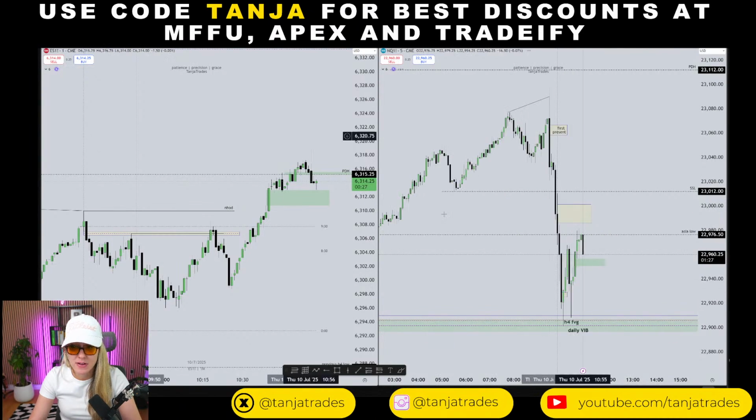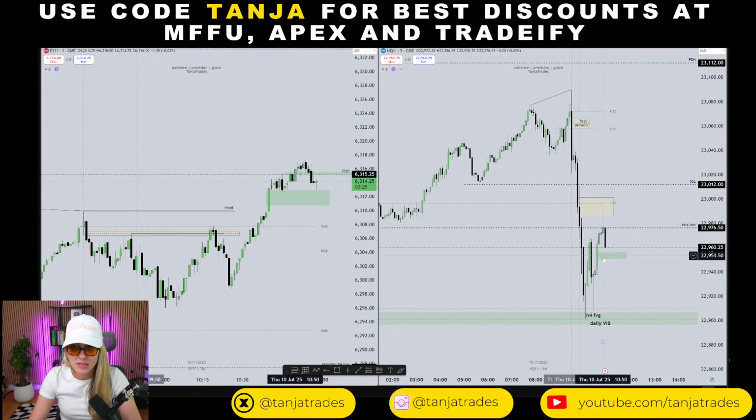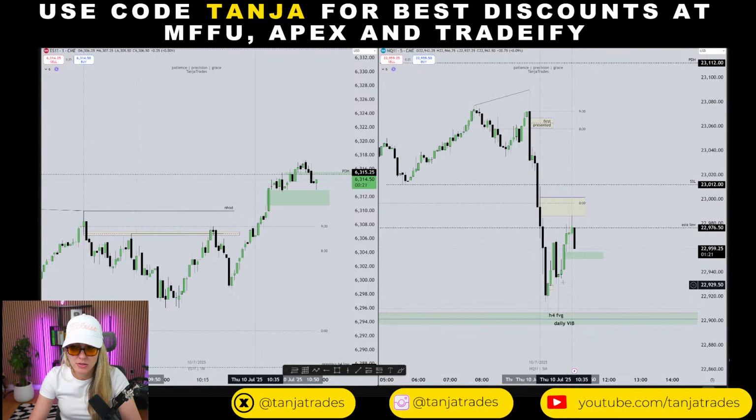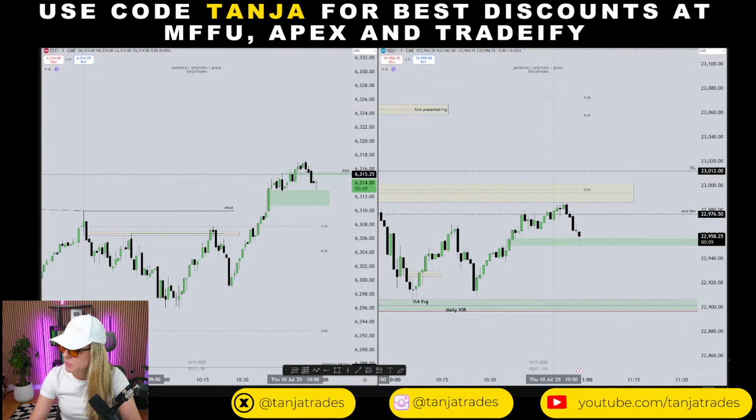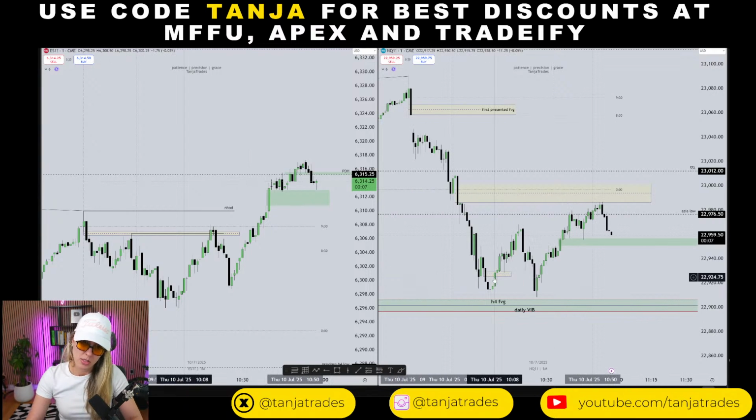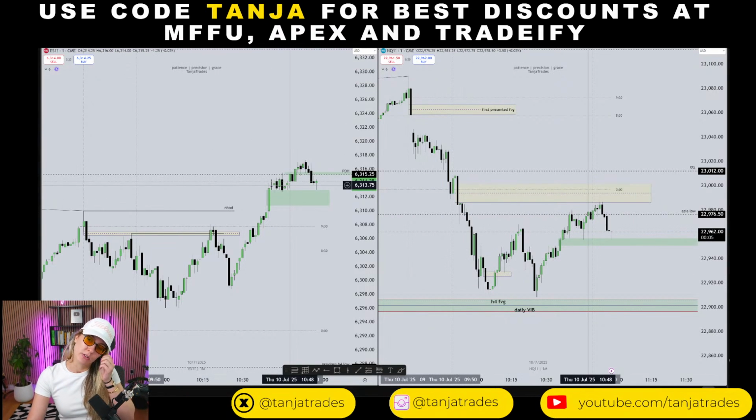NASDAQ is back in its 5 minute. Honestly though, it really can just be bouncing back and forth and around, especially with this wick here too. It came back to midpoint. Can come back into here again. We'll see. But for the morning session, I don't want to look for another trade here.